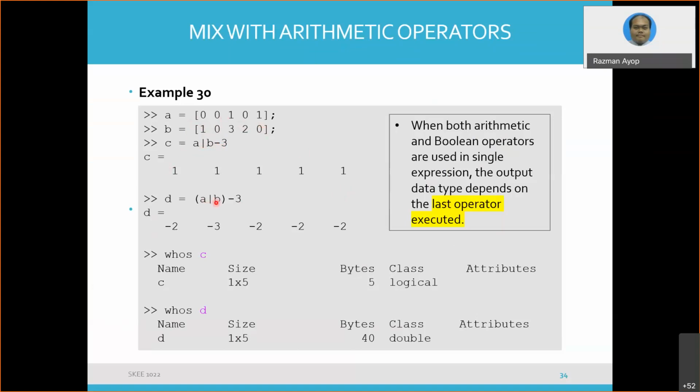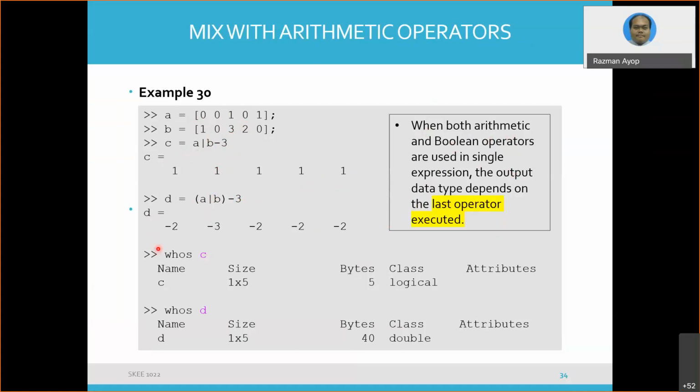Except if you have brackets, you have to solve inside the brackets first, and then you minus 3. Okay, and the answer will be determined by the last execution. Of course, the last execution is the arithmetic, so the answer will be arithmetic. But for this case, the last operation is Boolean, which means your answer will be Boolean.